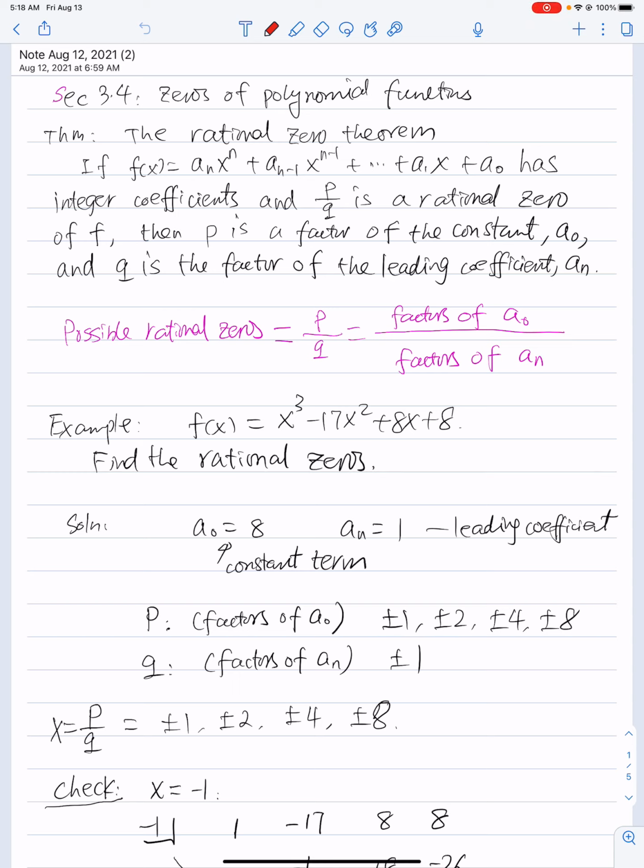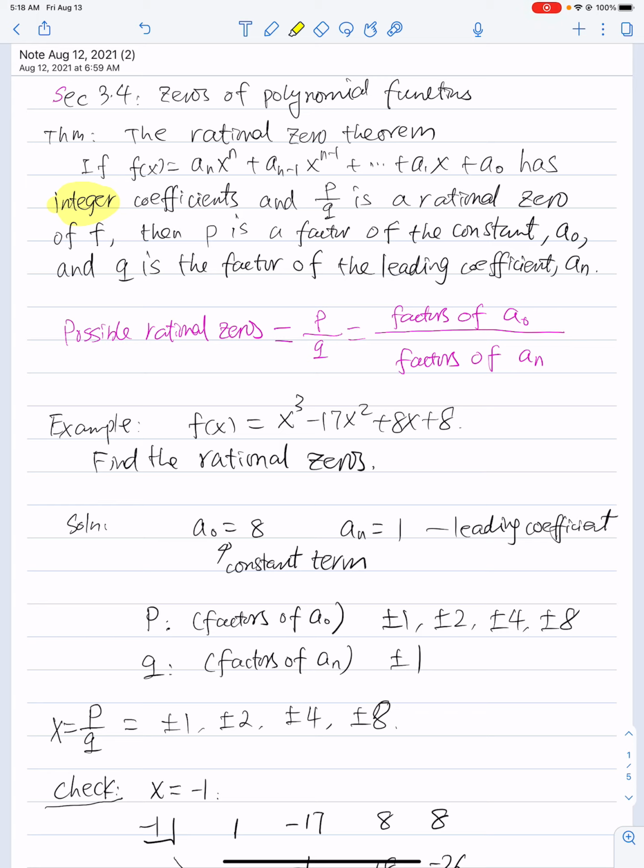Okay, so today we wanted to talk about section 3.4, zeros of polynomial functions. So we have very powerful theorems here. Okay, so the first one, we want to talk about the rational zero theorem. Let f(x) be defined as a polynomial that has integer coefficients, and p over q is a rational zero of f. Then p is a factor of the constant term a0, and q is a factor of the leading coefficient an.